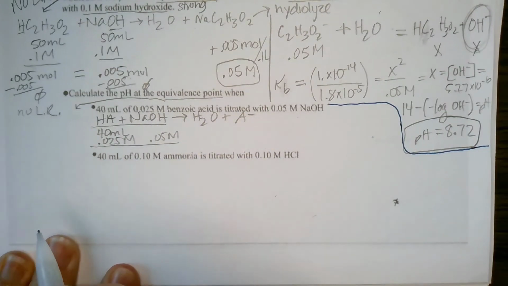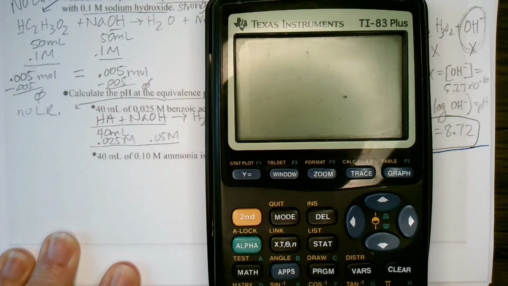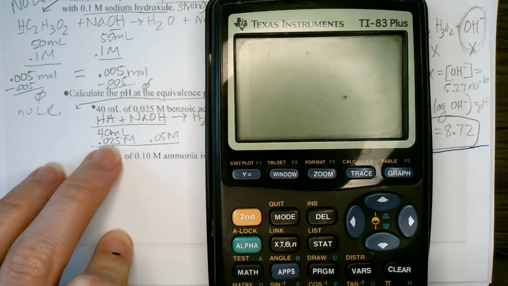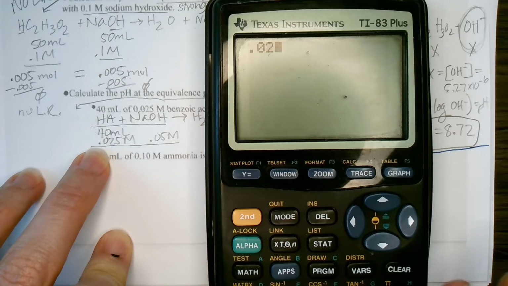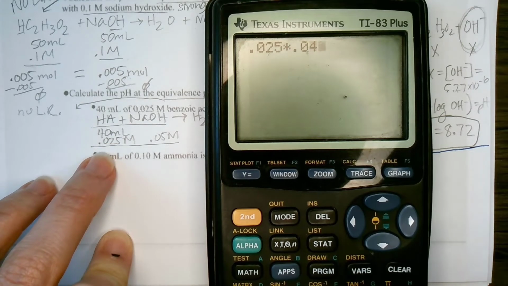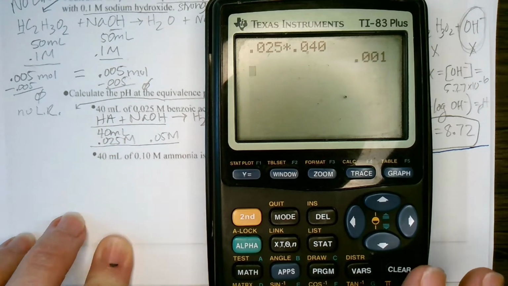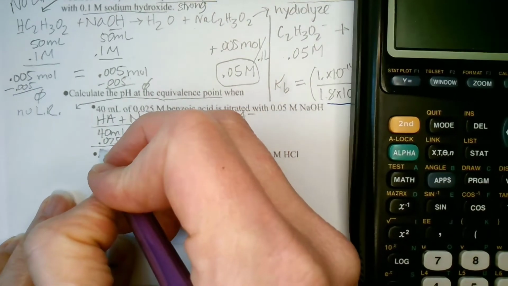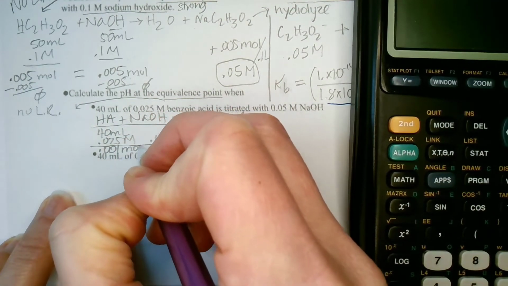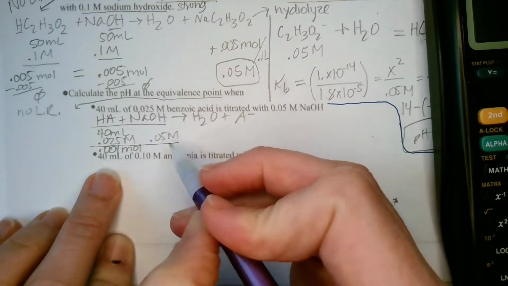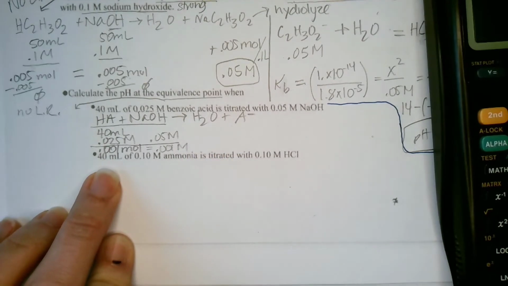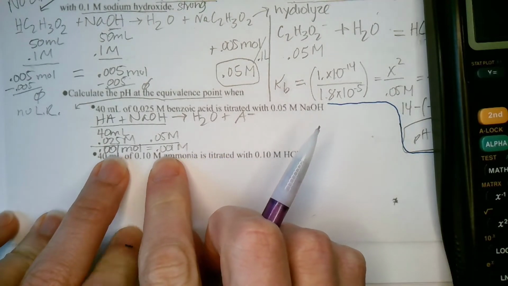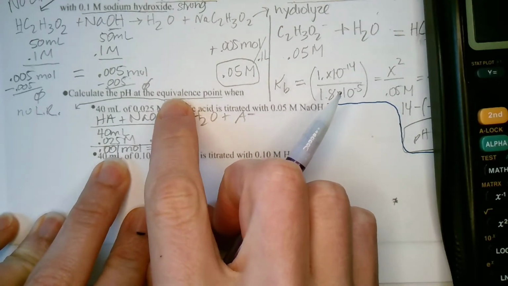Okay, let's figure out how many moles I have of my acid. To find moles of acid, I just need to do my volume times my concentration. So let's do 0.025 times 0.040 liters to get 0.001 moles. Again, we know that we have to have 0.001 moles of my NaOH because I don't want any limiting reactants here. That's how we're going to find the equivalence point.